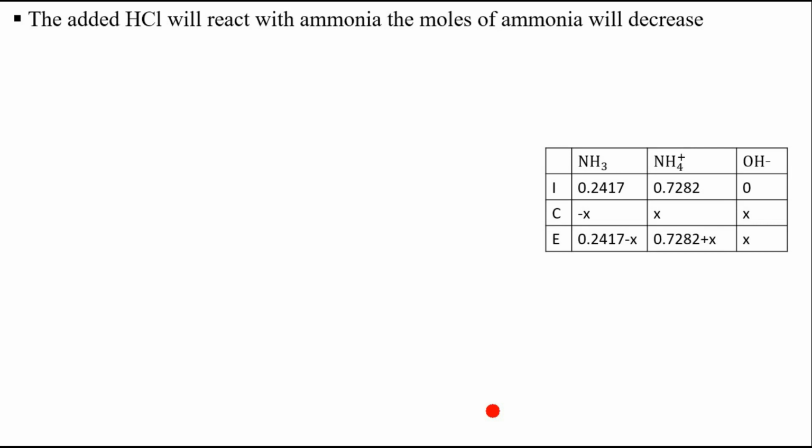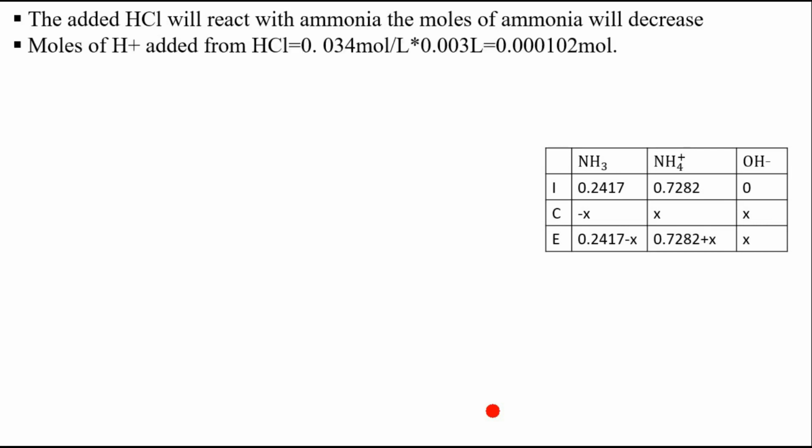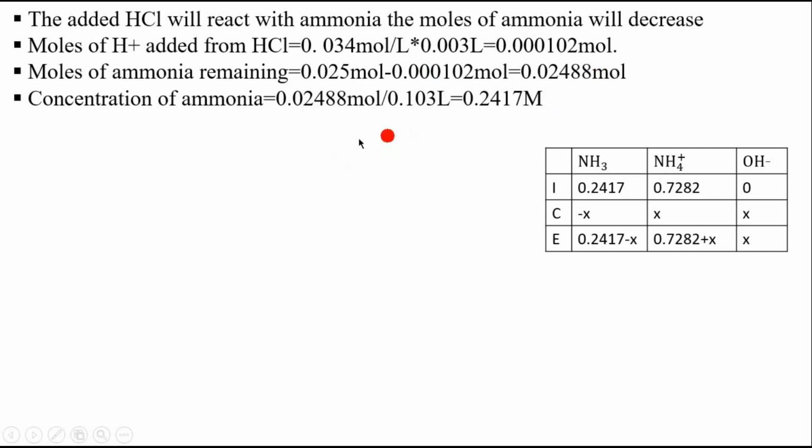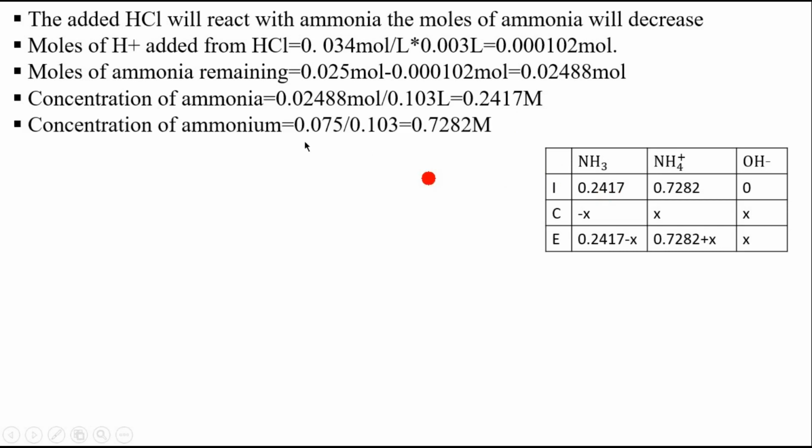So the moles of ammonia and the moles of H added, we get them. Then the moles of ammonia remaining, that means after reacting with the HCl, the one which will be remaining is this one. Then we determine the concentration of ammonia by taking these remaining moles divided by the total volume. Of course, for the total volume we need to add also the 3 ml that was added for the acid. Then we will get this 0.2417. We also determine the concentration of ammonium. Also, ammonium will be in the total solution. That's why you can see we are taking 0.075 divided by this one, because they will be in the total solution. Then we will have this one.